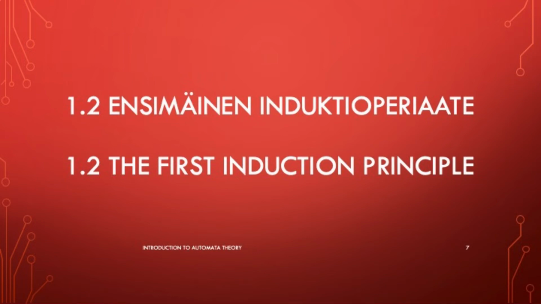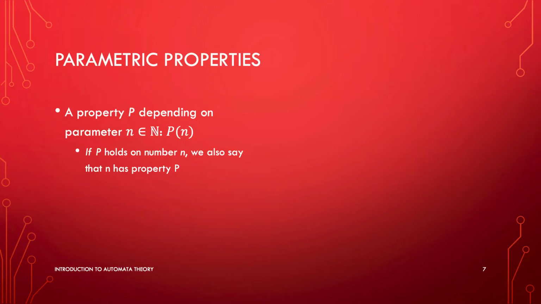The induction principle has to do with proving that some properties hold for all natural numbers n. So we are discussing parametric properties, in other words, properties that are defined with respect to a parameter being a natural number. So we will have something of the type p of n. And obviously p might hold for a number n, it might not hold for some other ones, but if p holds for number n, we sometimes say also that n has property p.